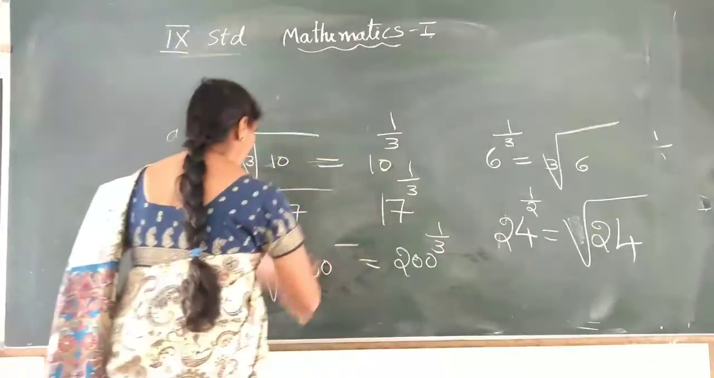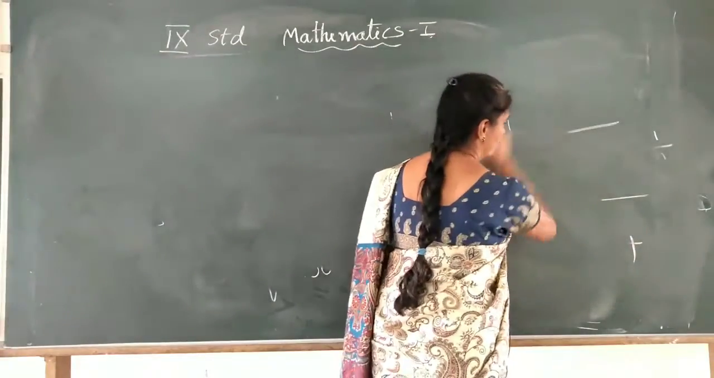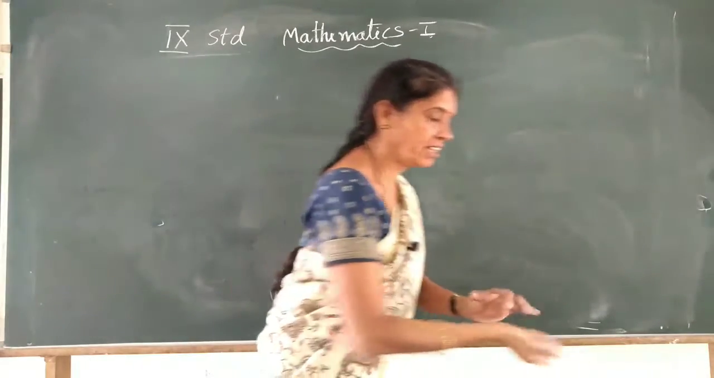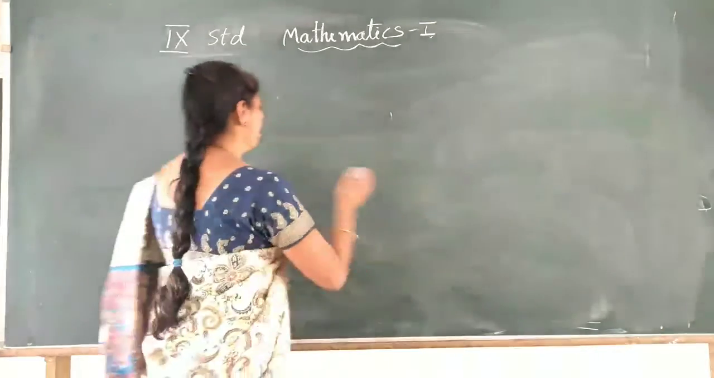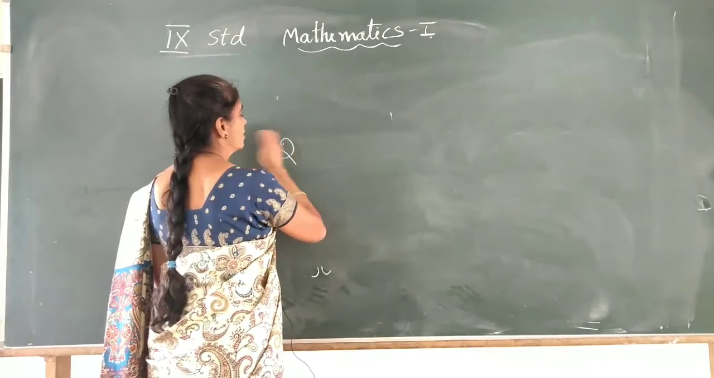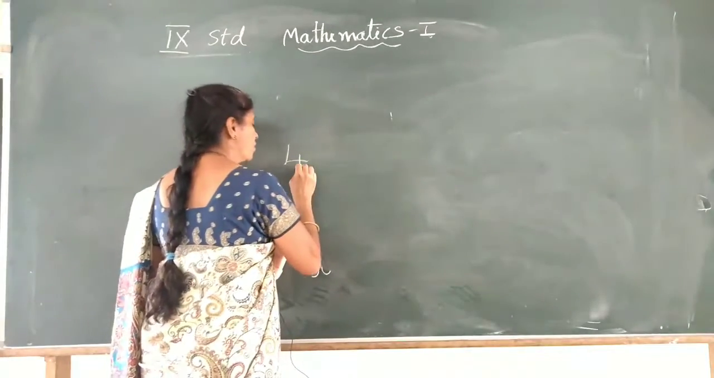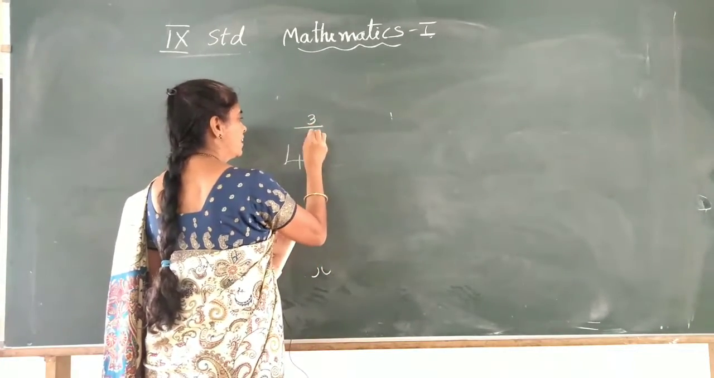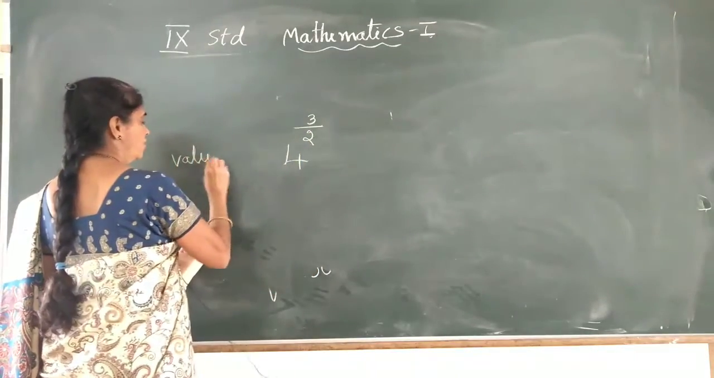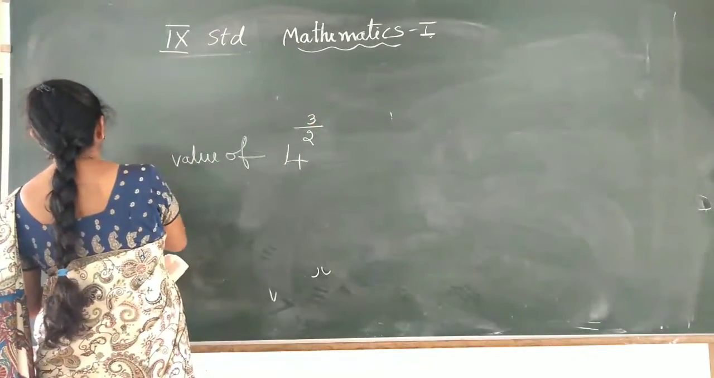Okay, now we have learned this. Now there may be problems with two numbers, like this. One example: what is the value of 4 to the power of 3 by 2? An example I take for calculation.